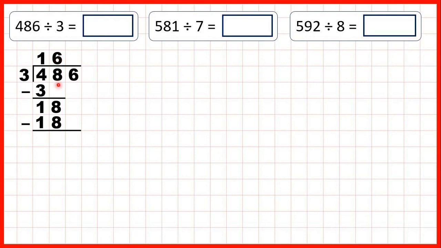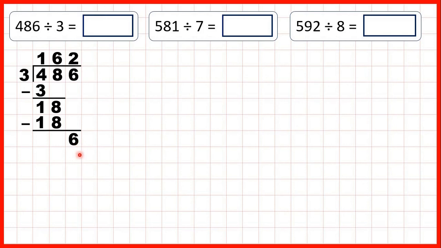Now, again, we subtract and bring down our last digit. But 18 minus 18 is 0, so here all we need to do is bring down the 6, so we have 6 divided by 3. So now that we've brought down the last digit, we can just divide 6 by 3, and we know that that's 2, so we can write 2 in our answer.